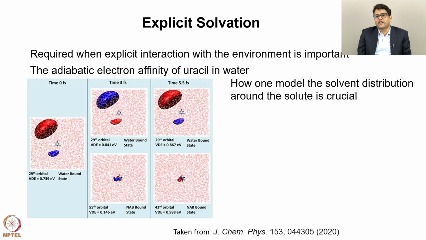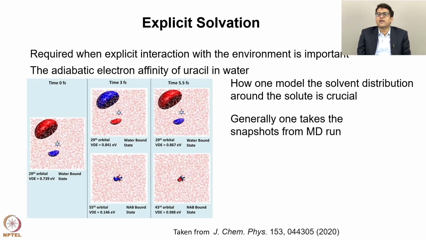You need to treat the solvent explicitly, but the problem is, as we have discussed before, that the solvent distribution around any solute in a real-life situation is dynamic. It's changing with time, and what you see in the experiment is a time average of it. So how one models the solvent distribution around the solute is actually crucial. Generally one takes snapshots from an MD run. You run a classical MD simulation over a long time and take snapshots from different parts of the trajectory, then do the calculation and average over it. You check that the averaging is going properly, that your results are converging with respect to averaging.